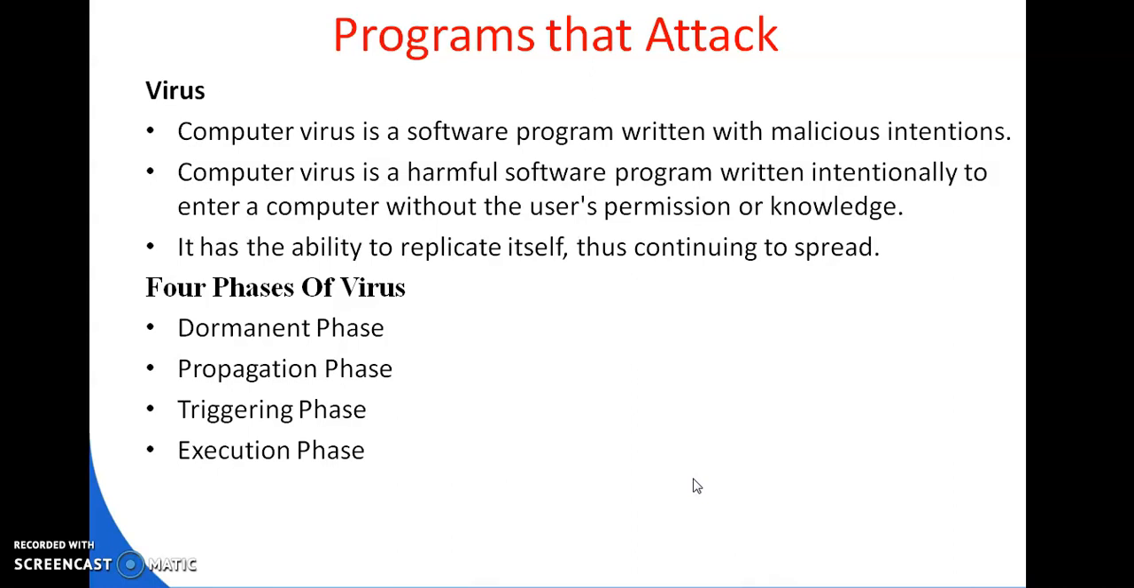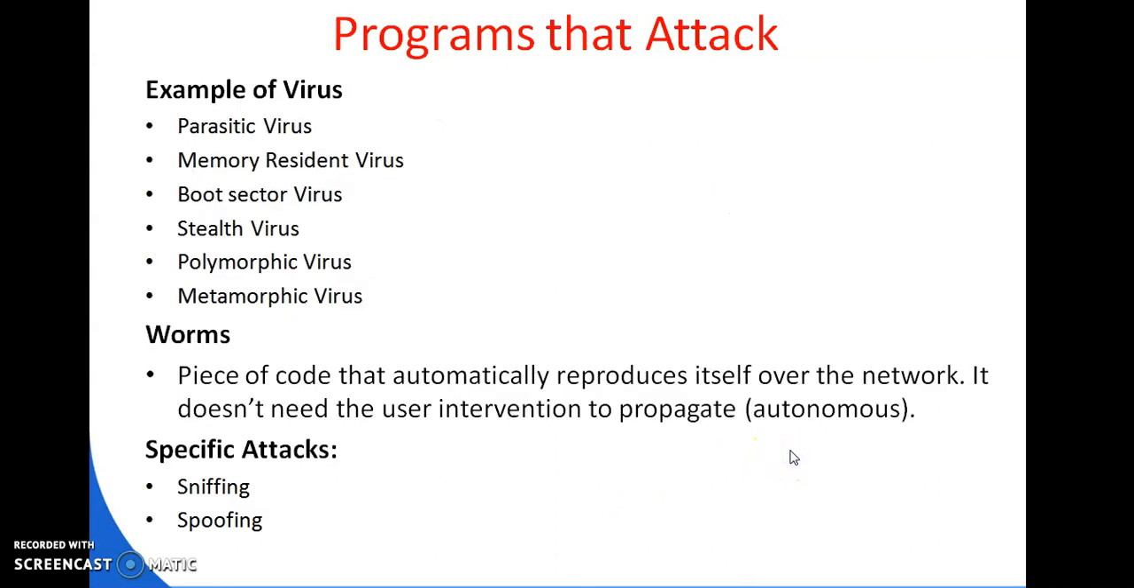Next, the phases of a virus. These are the phases through which a virus can spend its life. First is the dormant phase, second is the propagation phase, third is the triggering phase, and fourth is the execution phase. So first, the dormant phase. What does dormant phase mean?